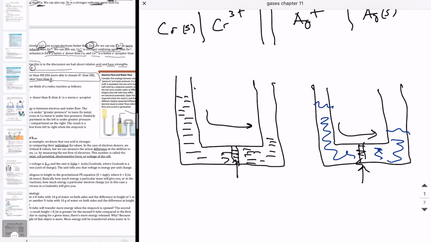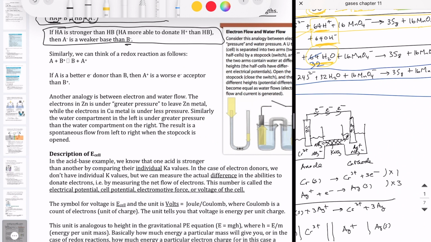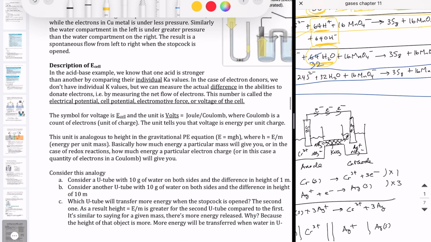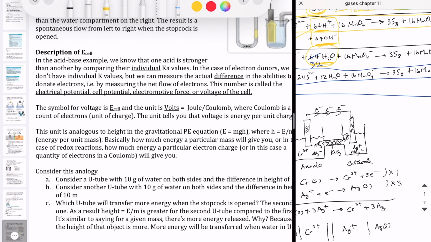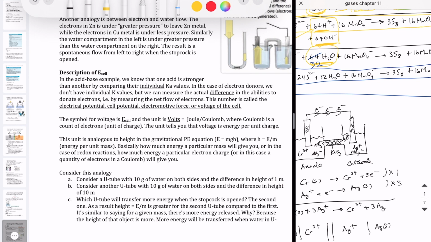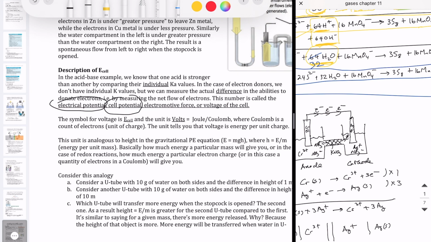So that's the way you want to think about this idea of a potential. There's this potential difference, and one side has more than the other, so the spontaneous flow is to the side that has fewer electrons. This number that we're measuring when we look at the difference between the two sides is what we call the electrical potential, or sometimes the cell potential because the whole thing is called a voltaic cell. Sometimes we call it the electromotive force because it's the force generated by the movement of electrons. Motive means movement. Or more commonly, you've probably heard the word voltage of the cell. The number that we measure here is given in units of volts.